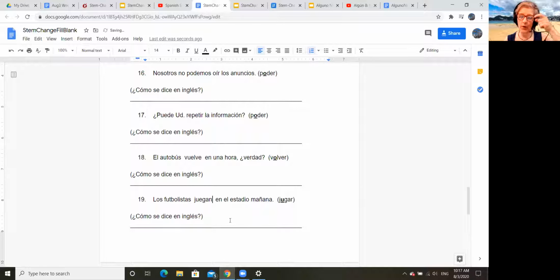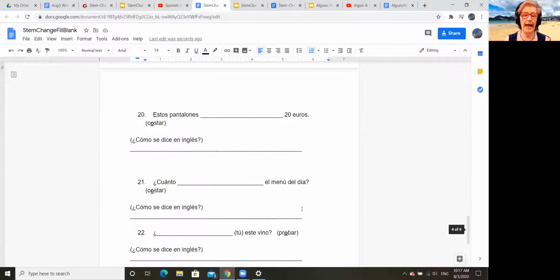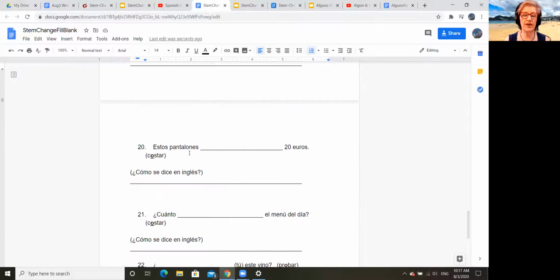It's important I hear that juegan. Los futbolistas juegan en el estadio mañana. The soccer players are playing at the stadium, or in the stadium, tomorrow. Exacto. Hay tres más. Three more.